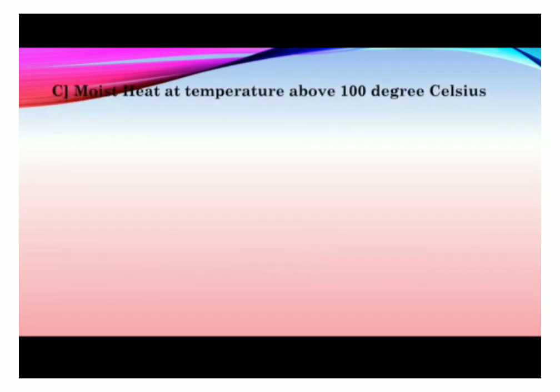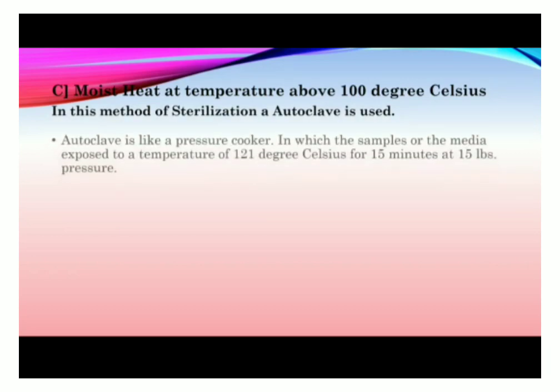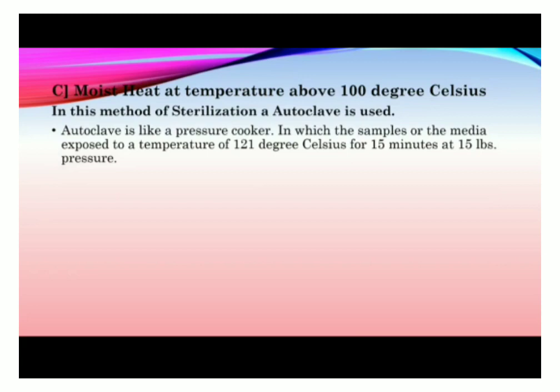Now the third one, that is moist heat at temperature above 100 degrees Celsius. First one was below 100 degrees Celsius, second was at 100 degrees Celsius, and third one is above 100 degrees Celsius. In this method of sterilization, an autoclave is used. An autoclave is like a pressure cooker in which samples or the media are exposed to a temperature of 121 degrees Celsius for 15 minutes at 15 lbs pressure. You can imagine a pressure cooker.